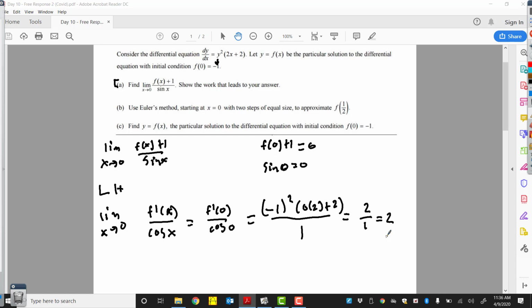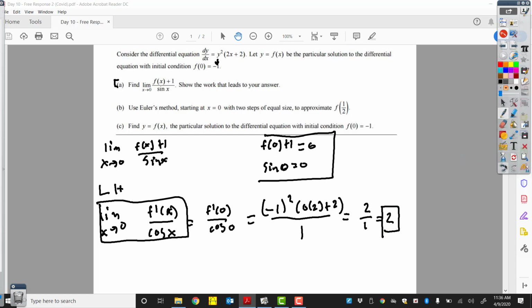Let's look at the points for part A. We have only 2 points available for part A. 1 for doing all of the L'Hopital's rule part correctly. So identifying that it's 0 over 0 without saying it's 0 over 0, applying L'Hopital's rule properly and getting the correct equation for L'Hopital's rule, and then 1 point for your ending up with the correct answer. Okay? So there is our part A.